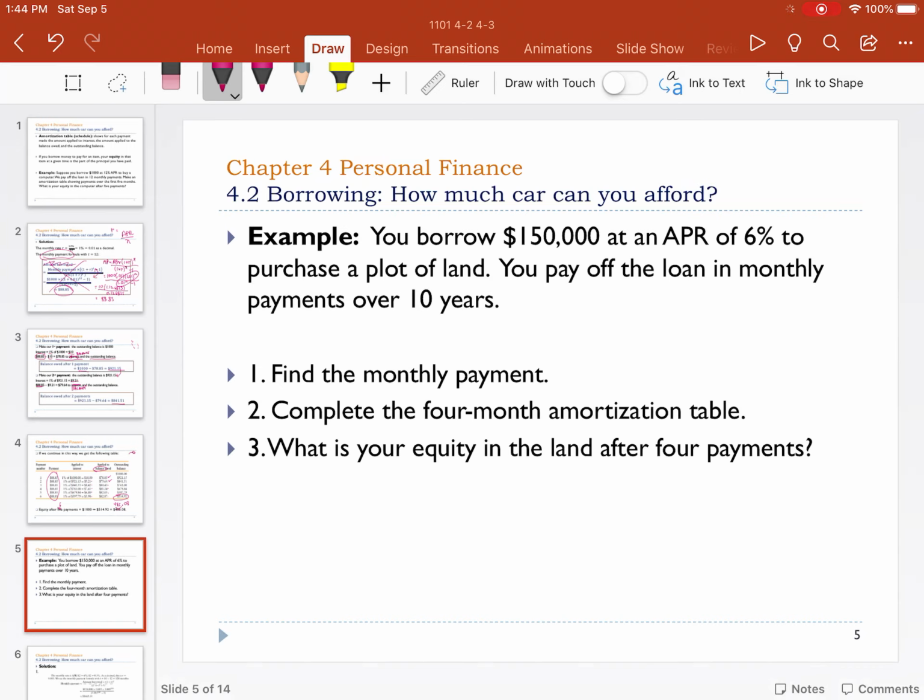Okay, 4.2, continuing. Here, we're going to borrow $150,000 at an APR of 6% to buy a plot of land. And you pay off the loan in monthly payments over 10 years. Okay, let's see what this could give us. We want to find the monthly payment, complete the 4-month amortization table, and what is your equity in the land after 4 payments. So we'll get to all that first.